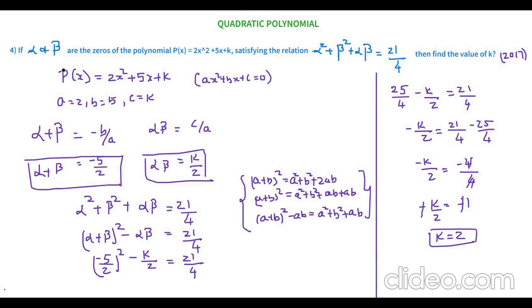So it's very simple. The question looks very tricky, but when you divide it into parts and understand and simplify, this is very easy. First, from the p of x which is given, we will find the values of a and b. Then we will find the sum and product of the roots. Then apply them in the relation which is given, and then find the value of k.